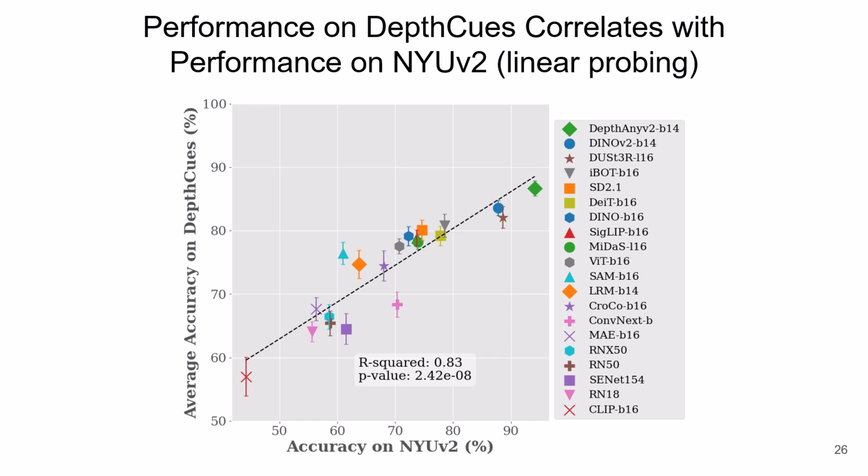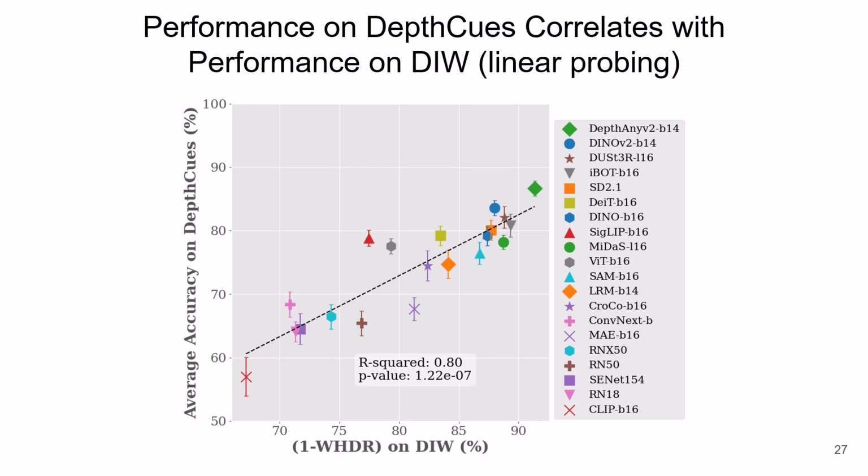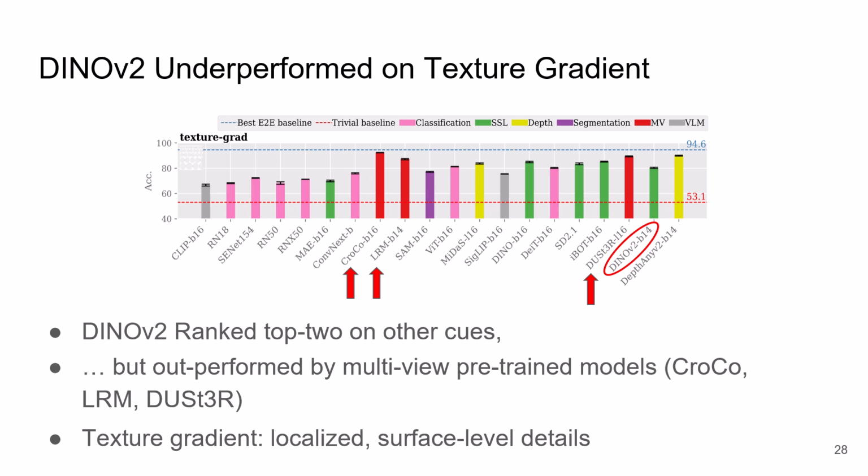Secondly, we found that performance on depth cues correlates with performance on NYU V2 depth estimation. This also validates our choices for the tasks and the datasets in our benchmark. A similar observation was made on another depth estimation benchmark, Depth in the Wild. Thirdly, while DINOv2 ranked top 2 in all 5 other cues, it is outperformed mainly by multi-view models on texture gradient. While other cues are either at scene level or object level, texture gradient requires perceiving localized surface-level details.